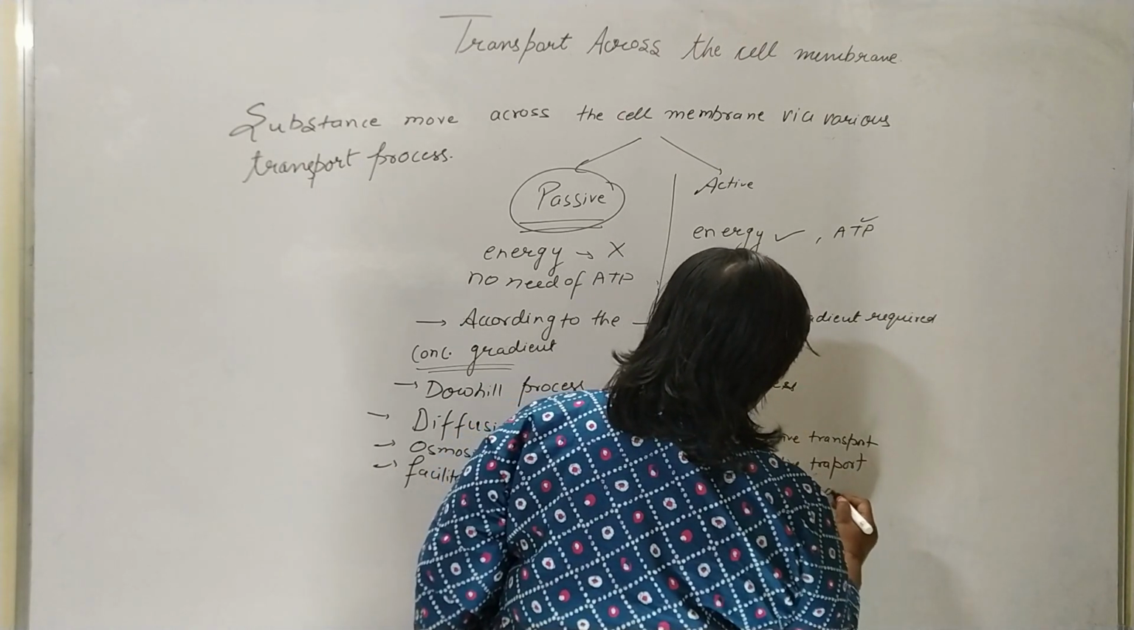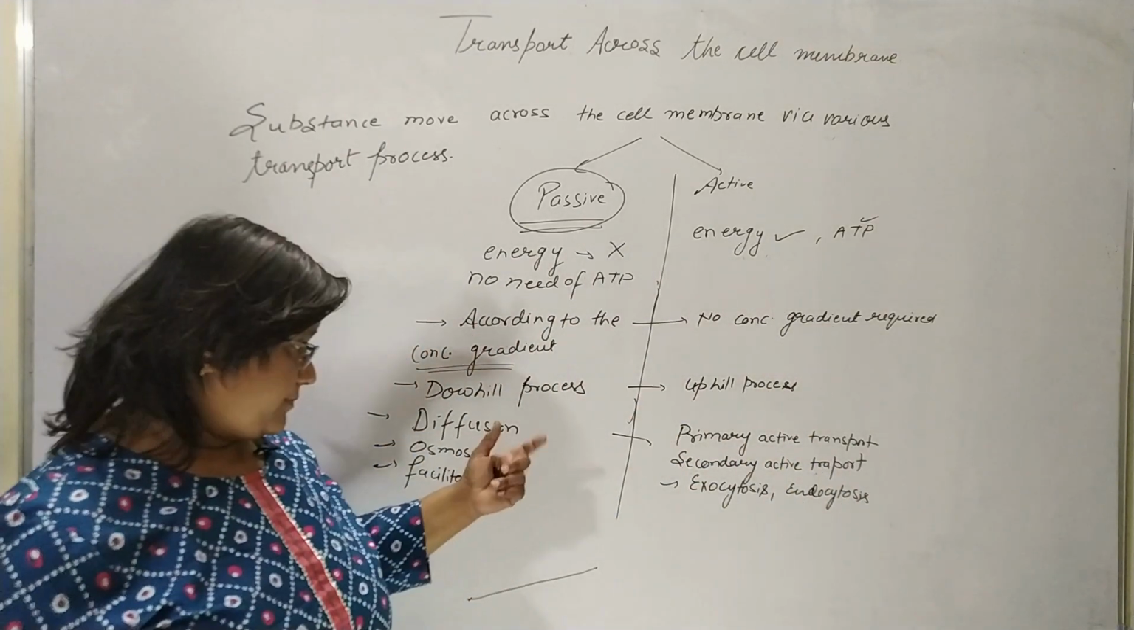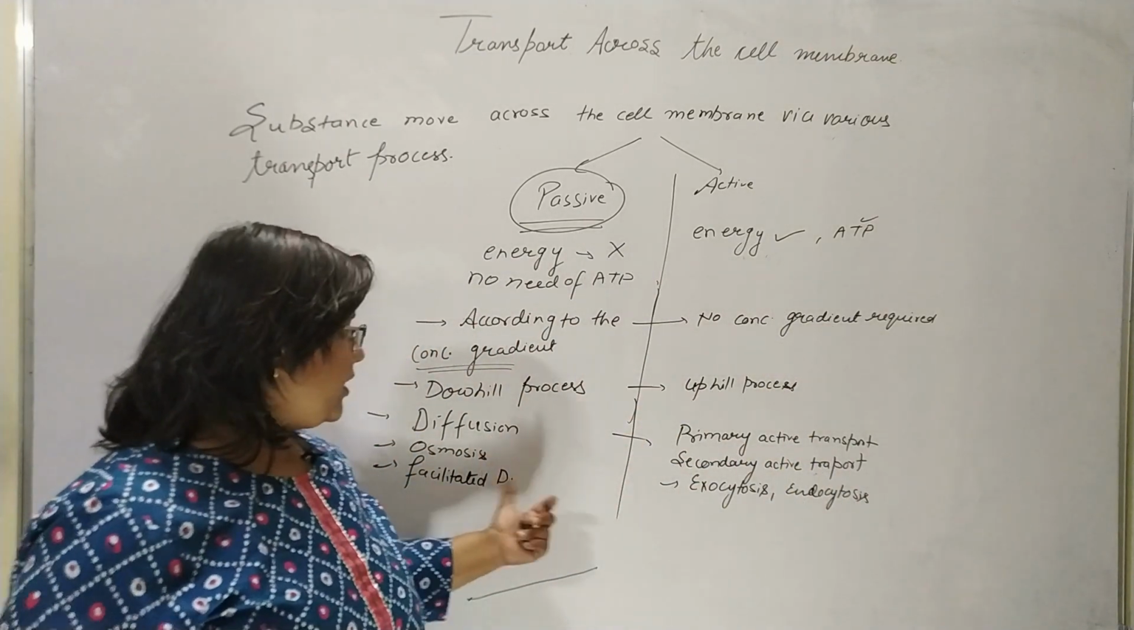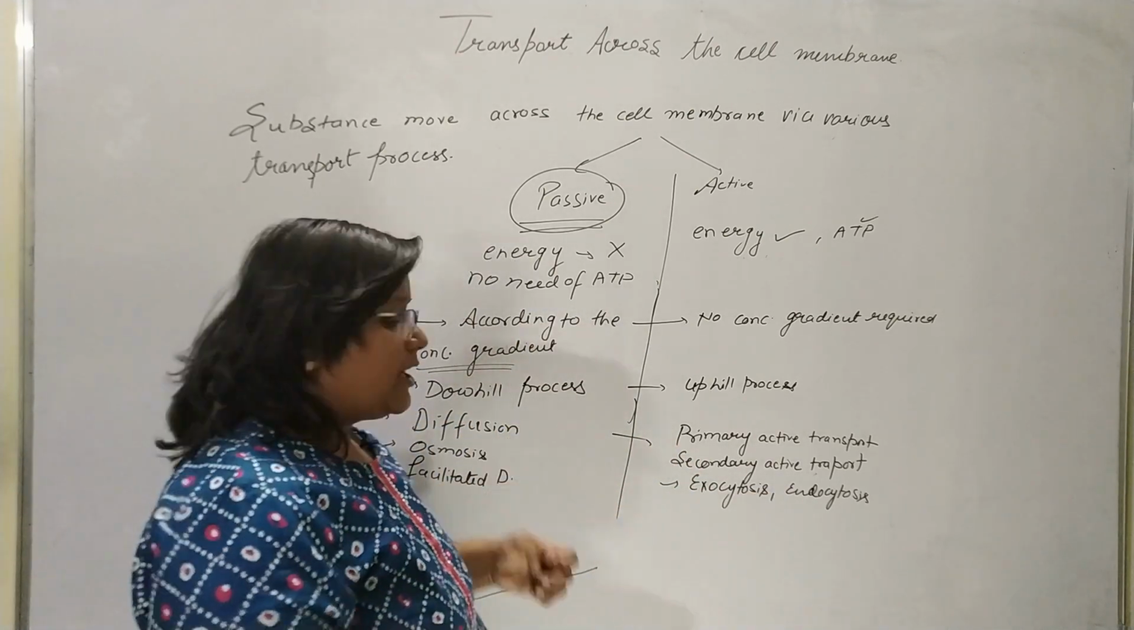Exocytosis and endocytosis. Now one by one we will discuss these topics. These 1, 2, 3, 4, 5, 6, 7 topics we will discuss one by one. So now let's start with diffusion.